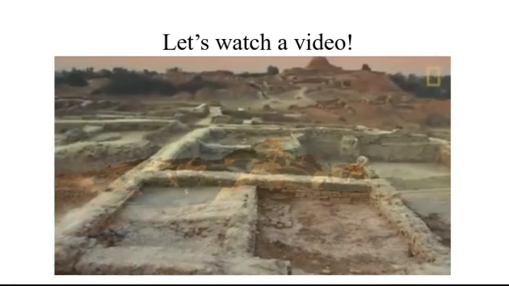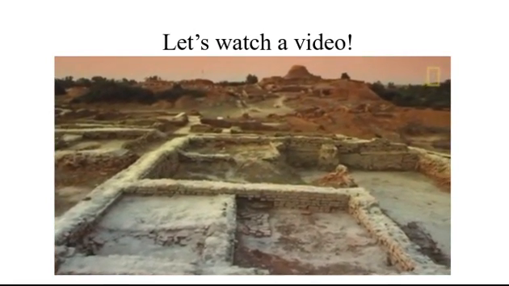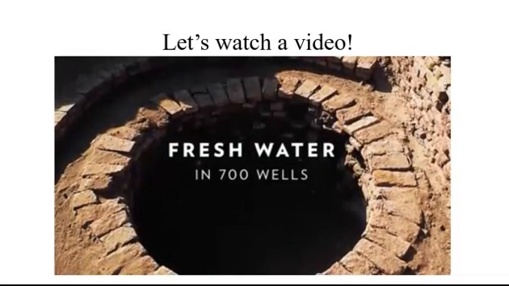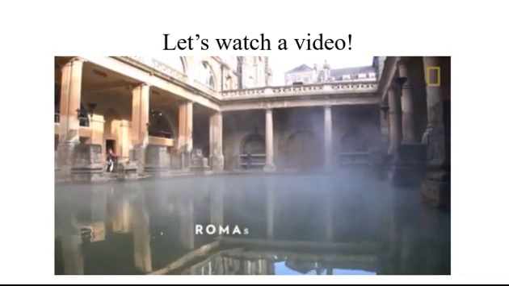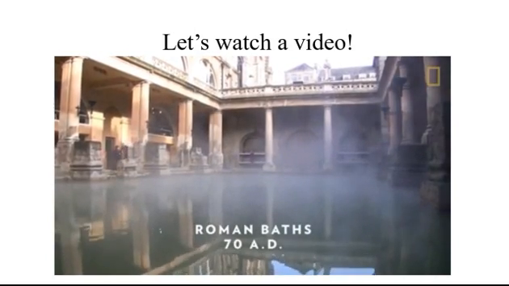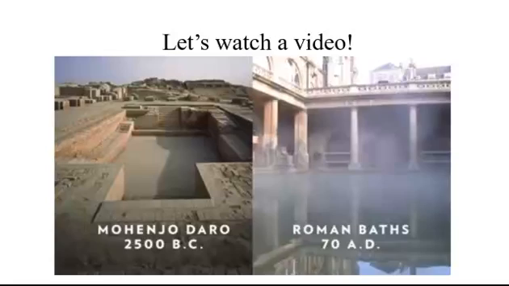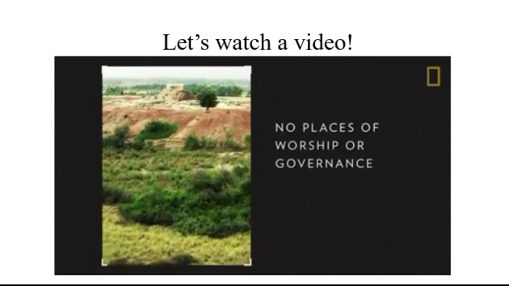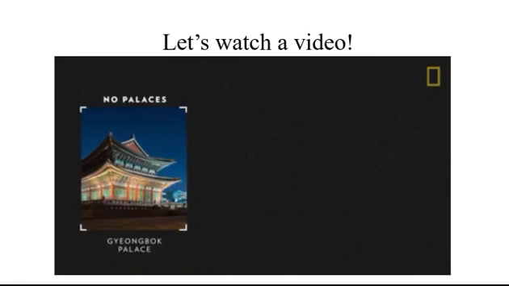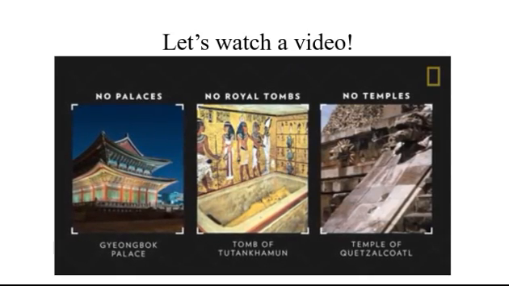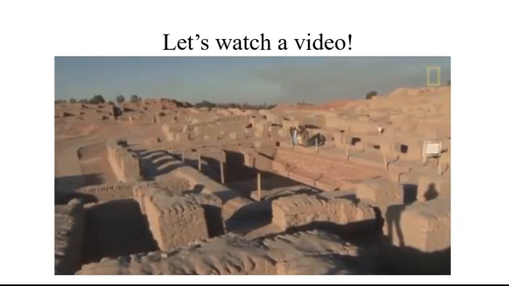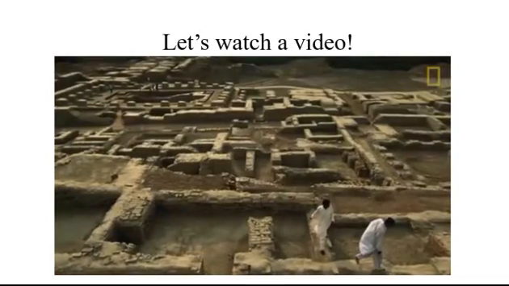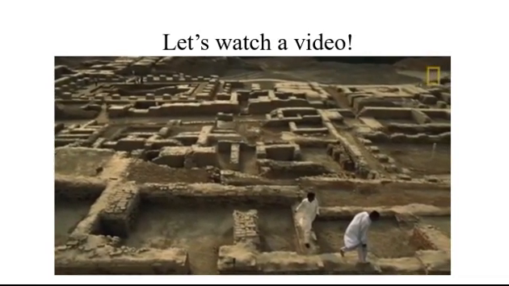Mohenjo-daro also had a sophisticated water system. Houses had baths and toilets, and the town featured both an elaborate sewage system and fresh water in 700 wells throughout the city. The Roman baths, some of history's most famous waterway systems, weren't constructed until many hundreds of years after Mohenjo-daro's Great Bath. Mohenjo-daro has no places of worship or governance, such as palaces, royal tombs, or temples. This may indicate that the society was not built around state interests like the Egyptian and Mesopotamian societies at the time. Rather, the class structure of Mohenjo-daro may have been relatively equal.